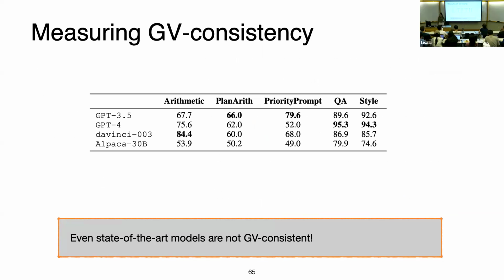So we'll also summarize the results here. Overall, it suggests that GV consistency is an effective approach to reveal some model weaknesses, like GPT-4 suffering some low GV consistency scores. And knowing that these models are not GV consistent, our next goal is to improve their consistency. We call our method consistency fine-tuning.